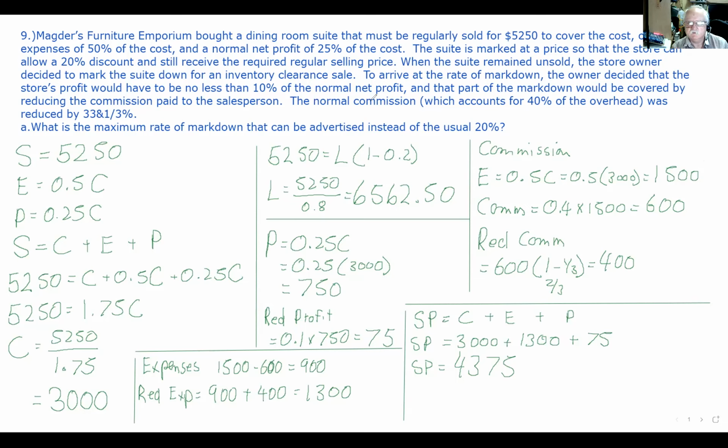However, they've told us the normal commission, which is one of the expenses of doing business, accounts for 40% of the overhead. So we calculated 40% of the expenses, because overhead and expenses are the same thing. We counted 40% of the overhead to be $600. Does that make sense?